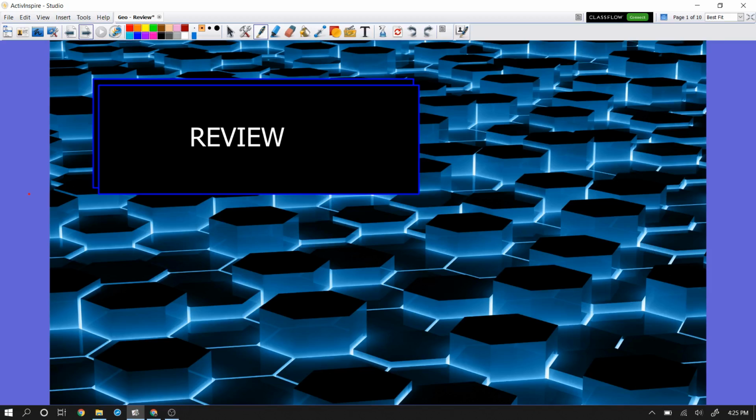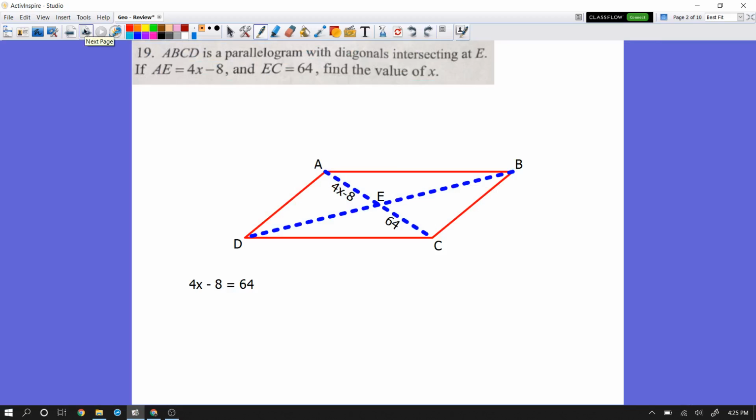Okay, time to review some actually difficult problems. So I went ahead and made the parallelogram with diagonals intersecting at E. So you can see the diagonals and they cross at point E right here. If A to E is equal to 4x minus 8 and EC is equal to 64, then what's the value of x?